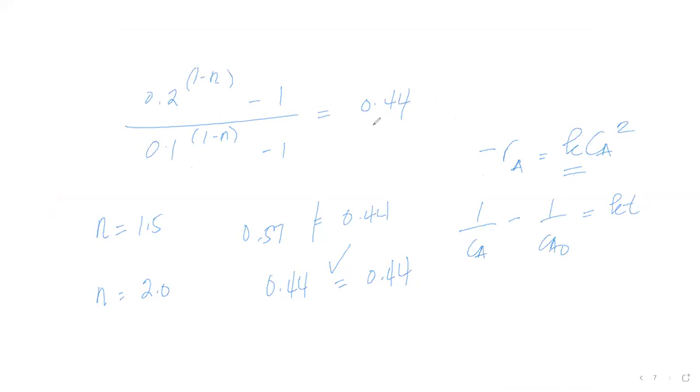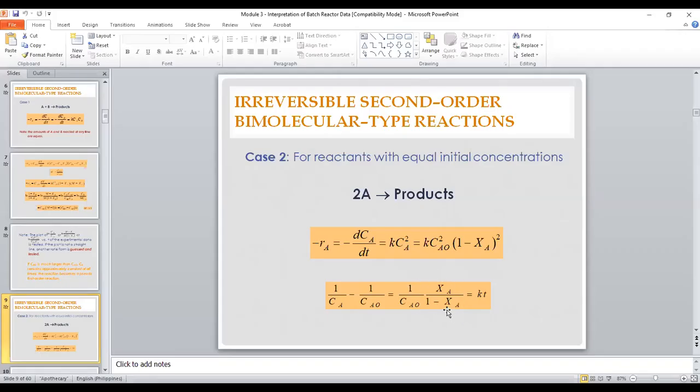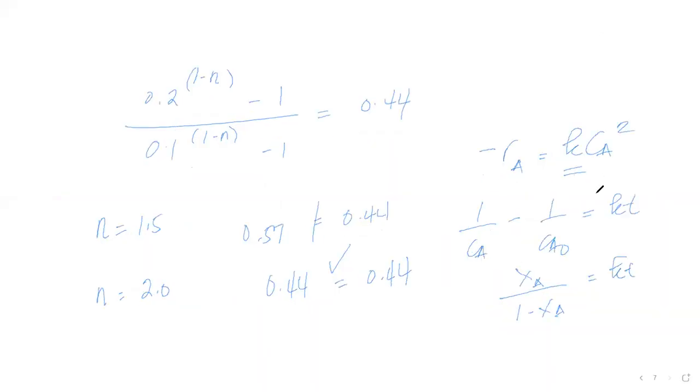But if you notice, we're given conversion. So you can change this one to XA over 1 minus XA being equal to KT, still based on the equation that we have on the slide. You can have here XA over 1 minus XA, but there's still a 1 over CAO, I forgot. So you have to place it on the right side of your equation. So this is to be multiplied to CAO. Okay, you have 1 over CAO here.